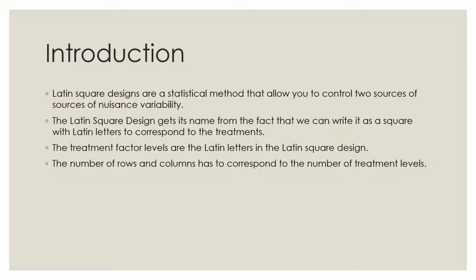The number of rows and columns has to correspond to the number of treatment levels. So, if we have 4 treatments, then we would need to have 4 rows and 4 columns in order to create a Latin square. This gives us a design where we have each of the treatments in each row and each column.